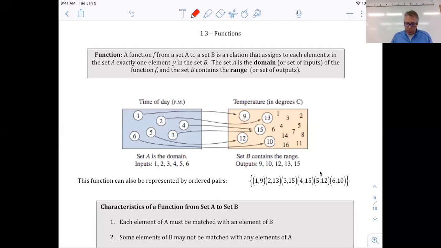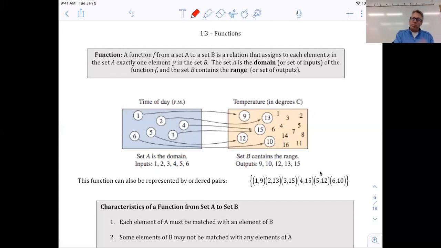Because for an input, your input is your time. So let's say right now is 2:28. That would be your input. And your output would be what's the temperature at 2:28. And whatever it is right now, it's cold. It's probably 62 degrees. So your input is 2:28. Your output is 62 degrees.